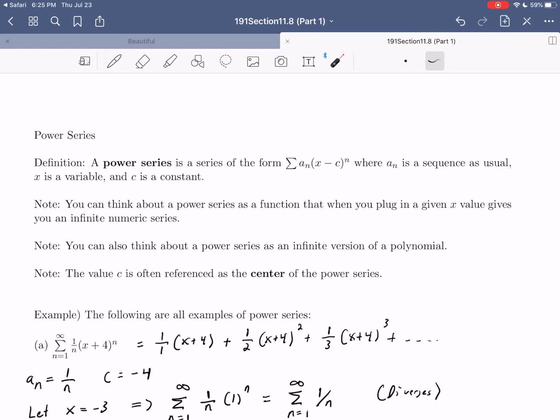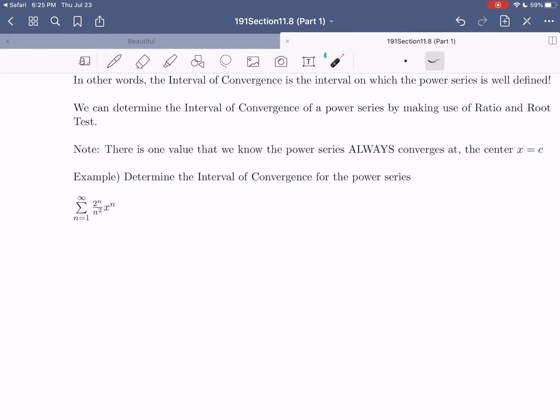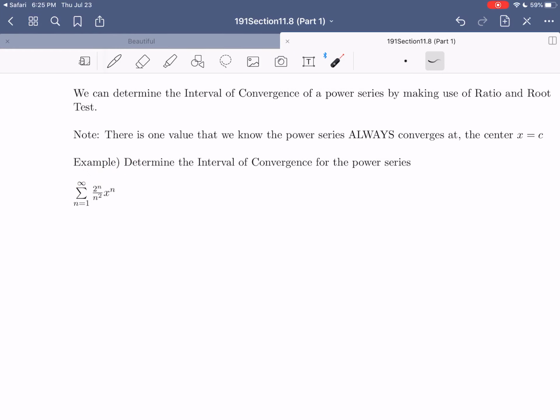Okay, armed with that knowledge, let's see how we would investigate the interval of convergence for some actual power series. For our first example, we've got the series, n equals 1 to infinity, 2 to the n over n squared, x to the n. Let's make a note at the beginning that the center is at x equals 0. We know that is going to be part of our interval of convergence. Maybe that's all of it, maybe that happens to be the only spot where it converges, or maybe there's a whole range of values, but we know x equals 0 has to be included.